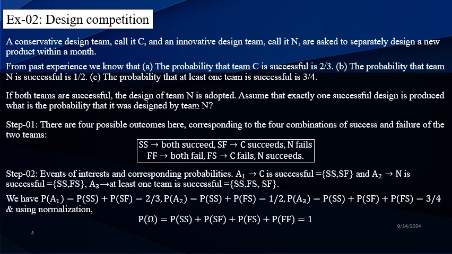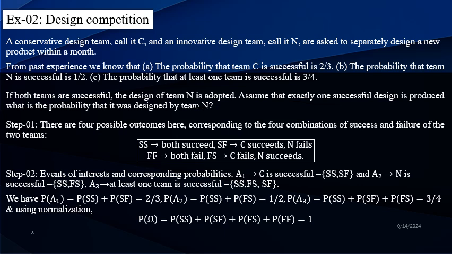Now we have already identified the sample space. Next we look for the events of interest and compute the corresponding probabilities. The first event, A1, is that C is successful. That means it comes as ordered pairs: C is successful in 2 cases, SS and SF. And the second event we define as A2: N is successful. In A2, what will come? SS and FS.